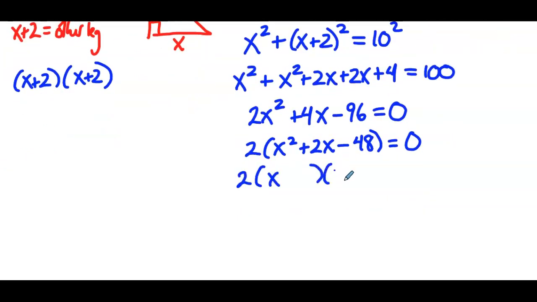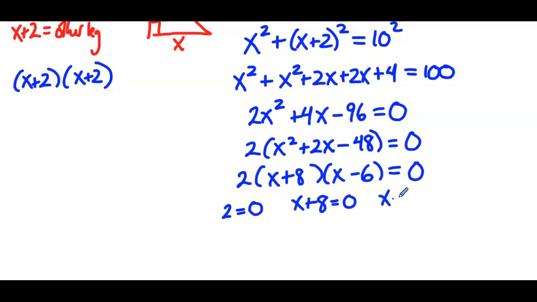So we need a factor pair of negative 48 that adds to positive 2. So it's going to be plus 8 and minus 6. Now we set each factor equal to 0. So we can set 2 equal to 0, and then x plus 8 equals 0, or x minus 6 equals 0. So this is going to give us x equals negative 8. This will give us x equals 6.